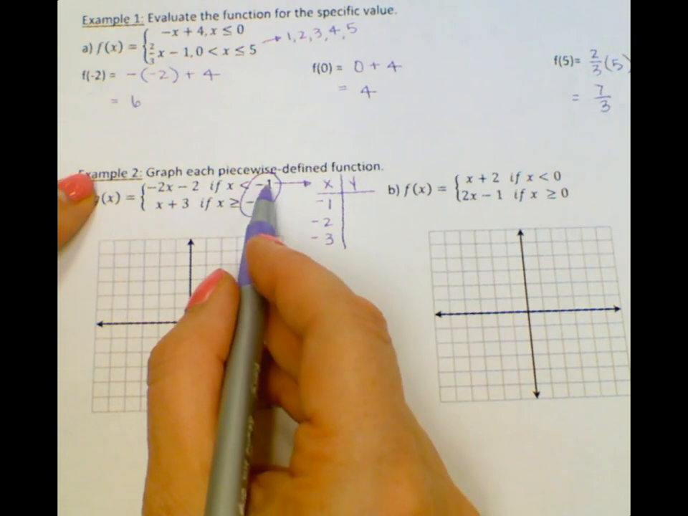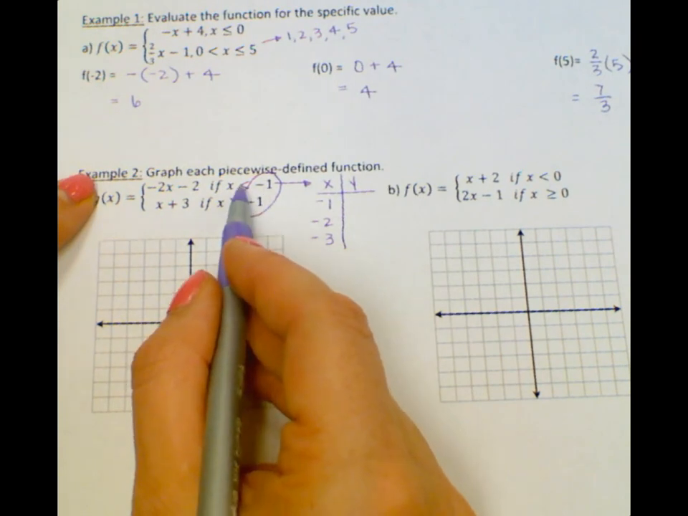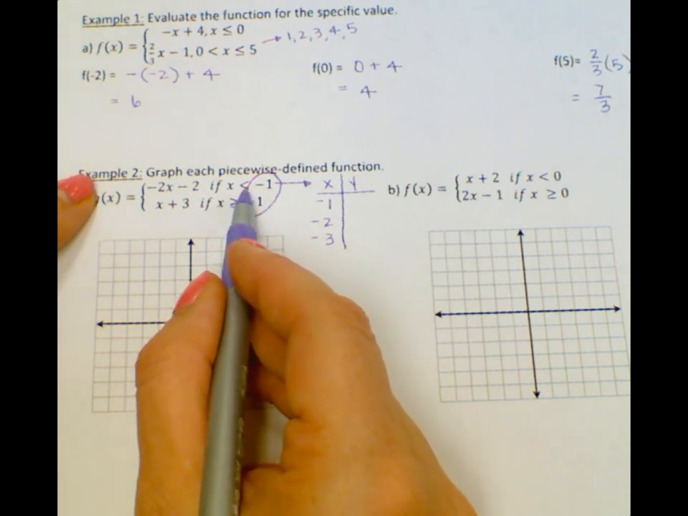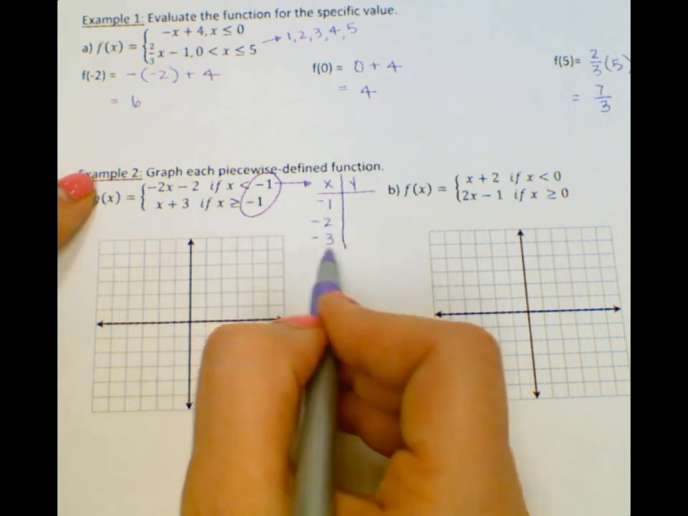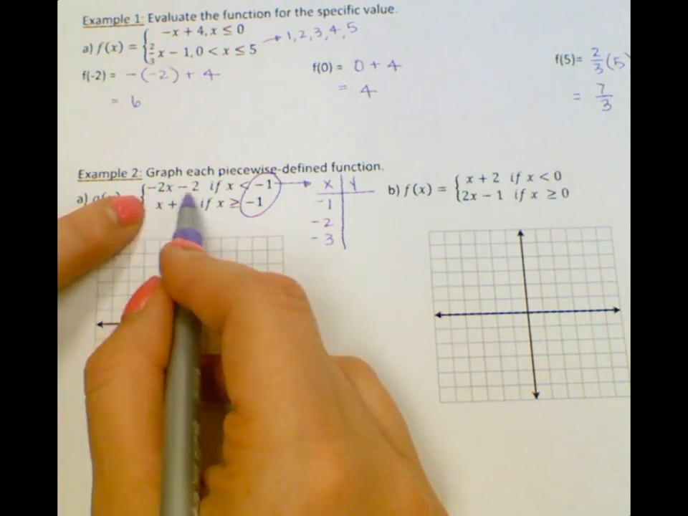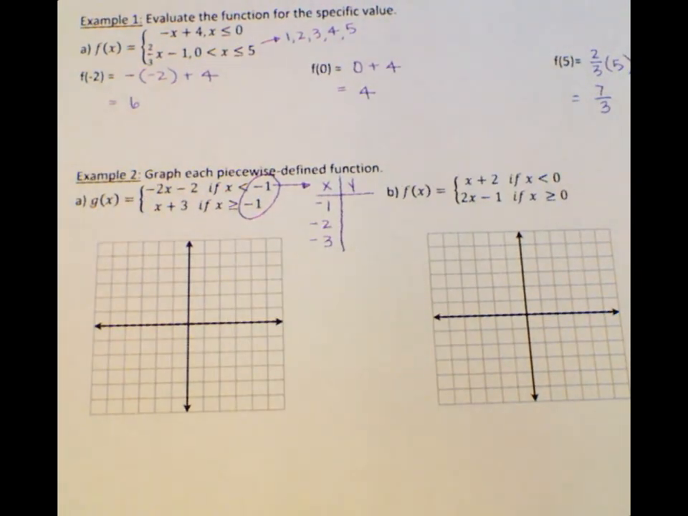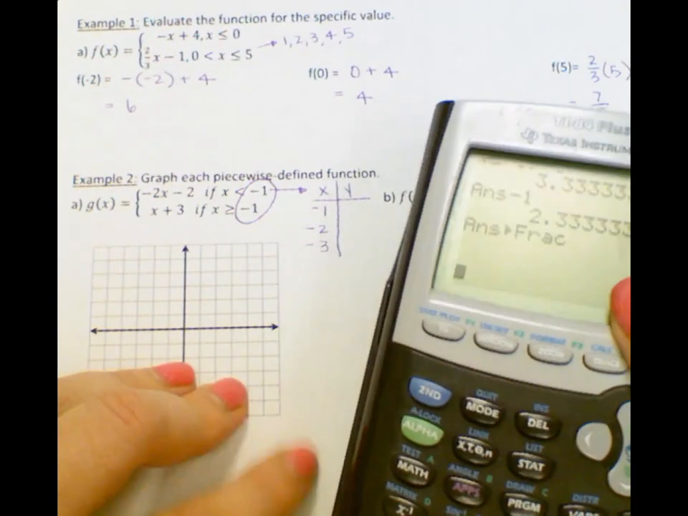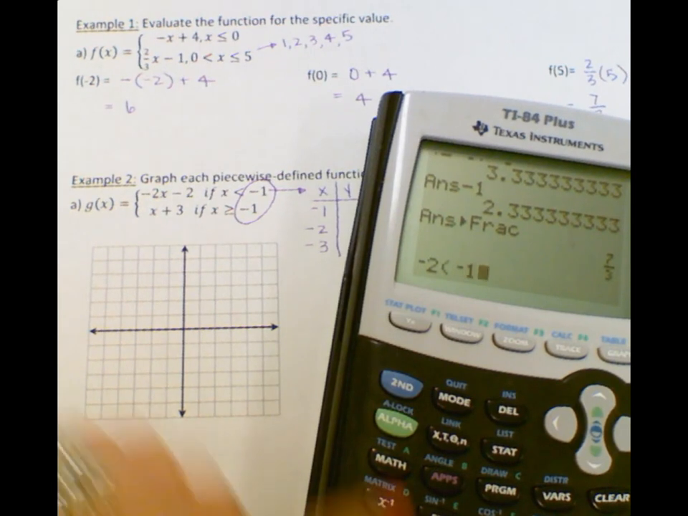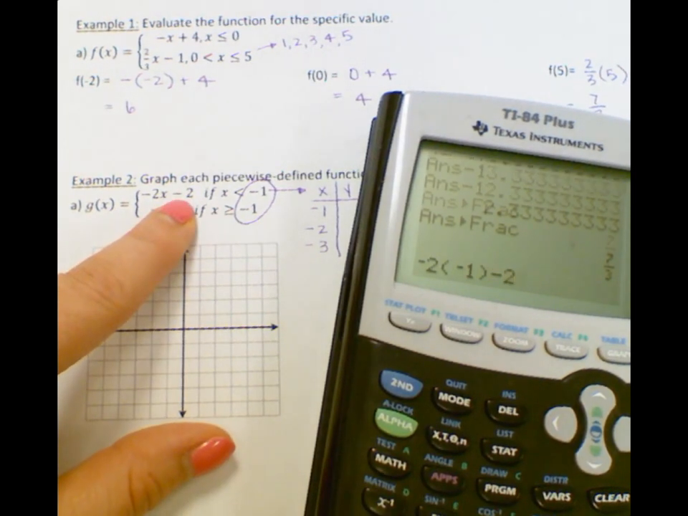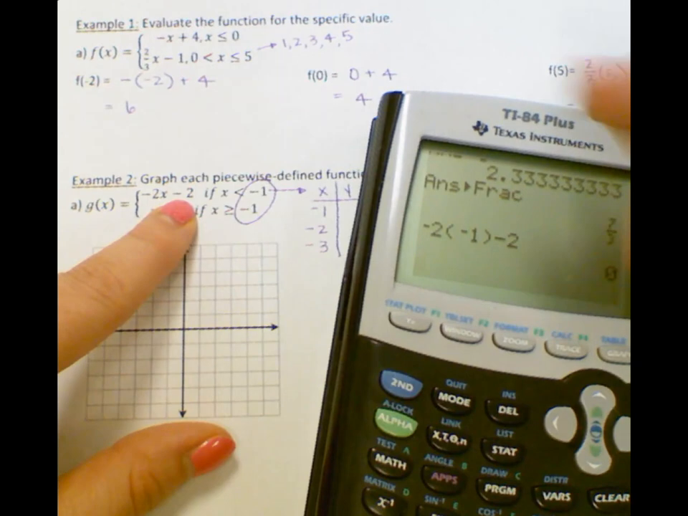So again, I start with the number -1, and then I see what it wants. It wants all the numbers less than. So less than is -2 and -3. Now I'm going to take these x's and plug them right into this equation. I'll take my calculator and put it here so you guys can see me plug it in. So I'm plugging in -1 first. So -2 times the -1 minus 2. So I get 0 for the first one.